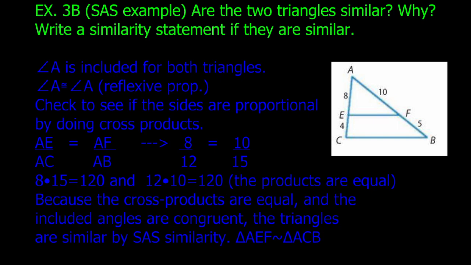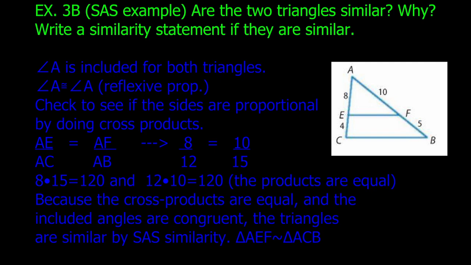proportional or not. So AE is the small side of the small triangle over AC, which is the small side of the large triangle, which is 12, so 8 over 12. And then AF is the large side of the small triangle, divided by AB, which is the large side of the large triangle. Cross multiply to see if their cross products are equal. If they're equal, then it's proportional. And if it's proportional, then we have SAS similarity.